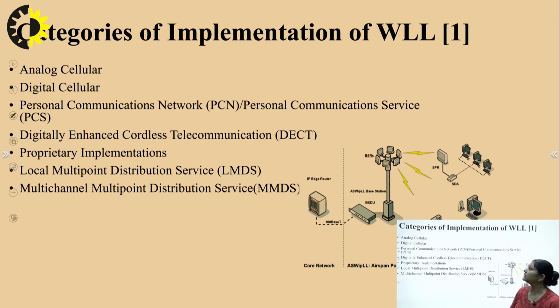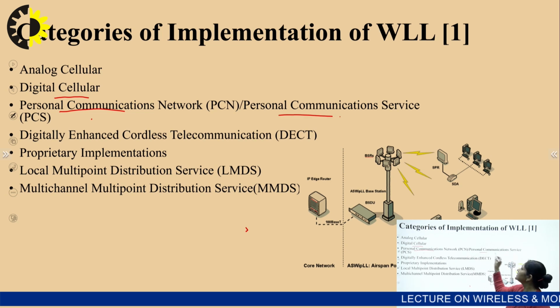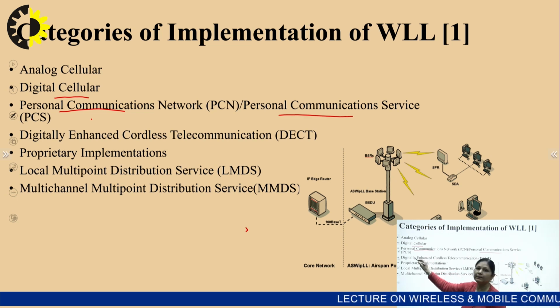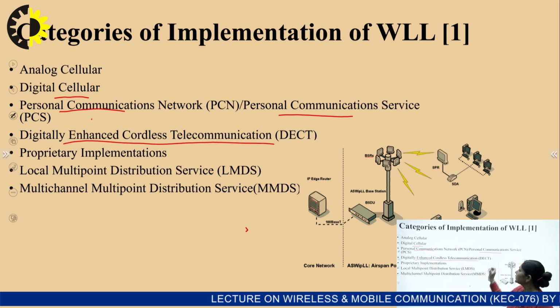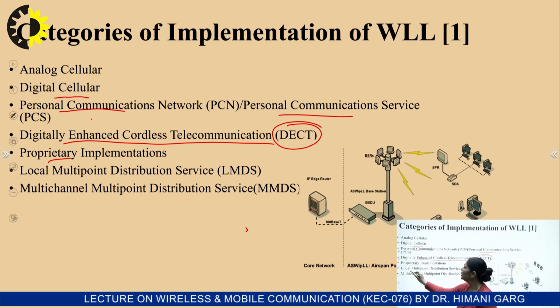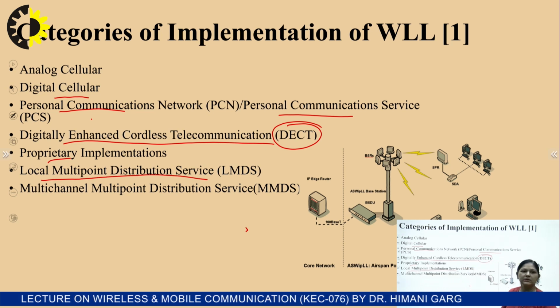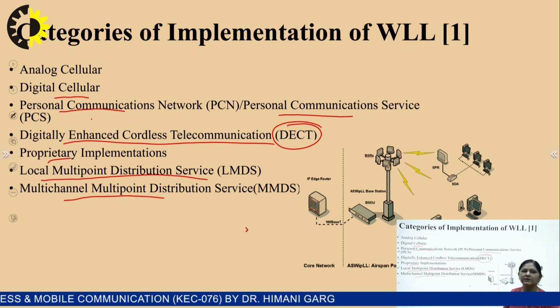Now, what are the categories of implementation? How can we implement them? One is by using analog cellular, digital cellular, PCS. This term will be used again and again. PCN and PCS, that is personal communication network, denoted by PCN, and personal communication services, denoted by PCS. Digitally enhanced cordless telephone communication service, also called DECT. Proprietary implementation, local multi-point distribution service, LMDS. Multi-channel multi-point distribution service, that is MMDS.